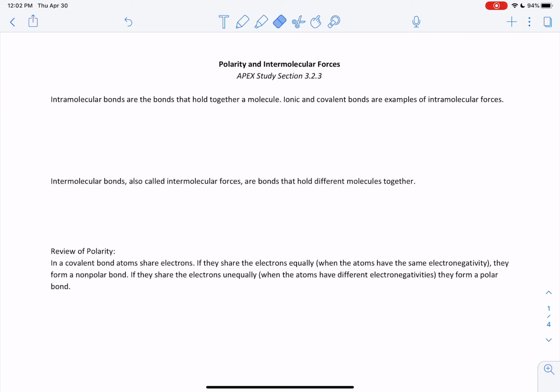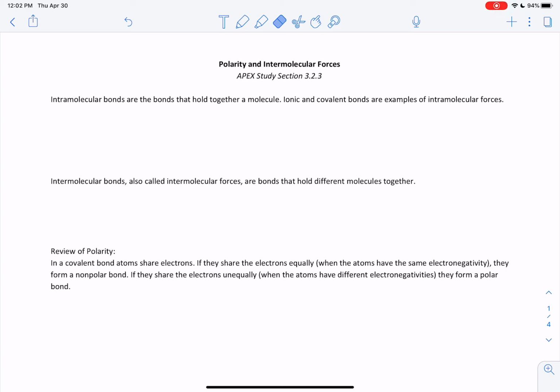Everybody. In this video, I'm going to go over APEX Study Section 3.2.3, and we're going to talk about polarity and intermolecular forces. If you remember, this was actually the very last thing we were doing together before we left for COVID. So some of this is a review, so I'm going to move through it a little bit more quickly, but we did not get to intermolecular forces, and that's why we're going to back up for a second before we move forward to a new unit.